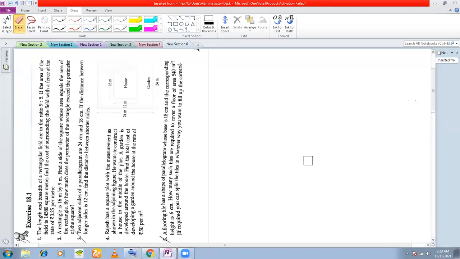Look at number 1. This is a little inverted here, but I'm sure you can read. Or should I make it bigger? Can you read the problem? Yes, sir, we can read. The question is: the length and breadth of a rectangular field are in the ratio 9:5. So length and breadth of a rectangle are given in a certain ratio. This is your rectangular field.